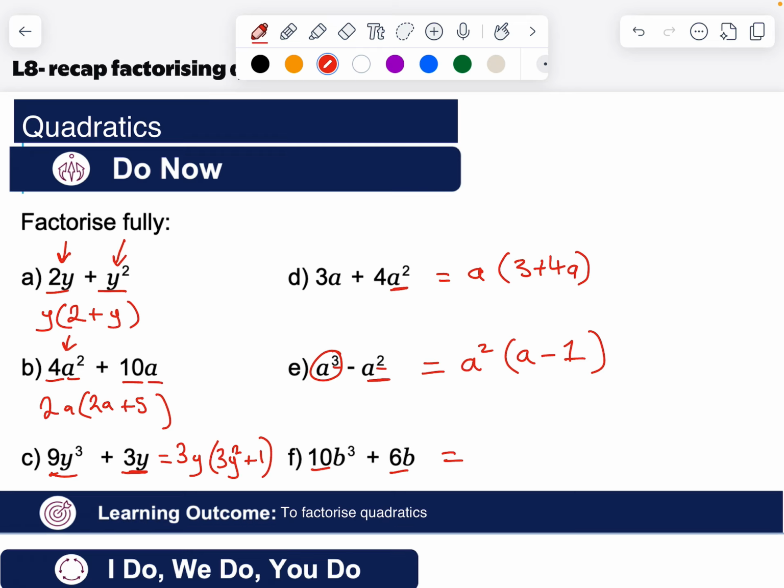Last one, 10 and 6, 2 is the highest common factor, and then just a b. And then inside, 2 times 5 gets you 10, and then b squared will get you b cubed. Plus, we don't need any b's, but we do need a 3 to make that a 6.